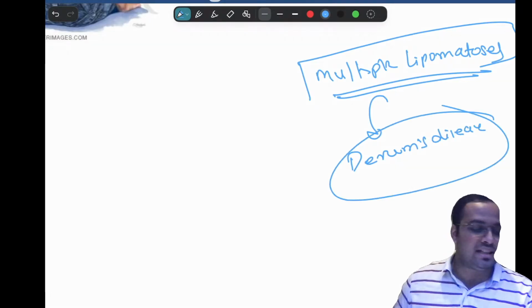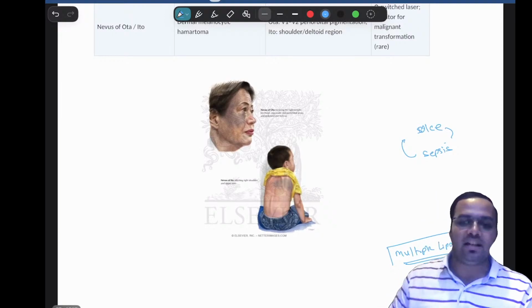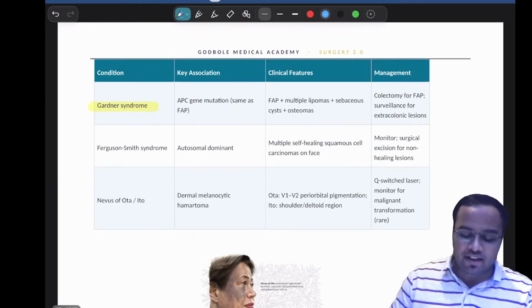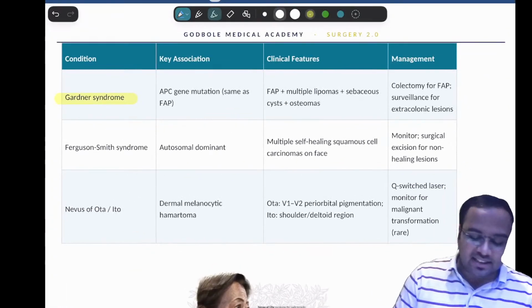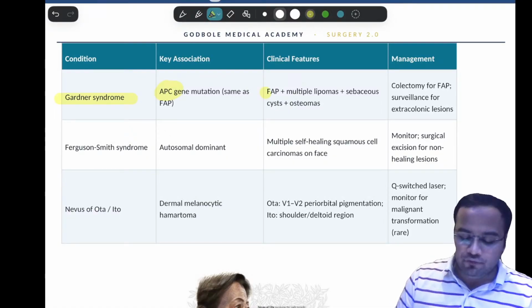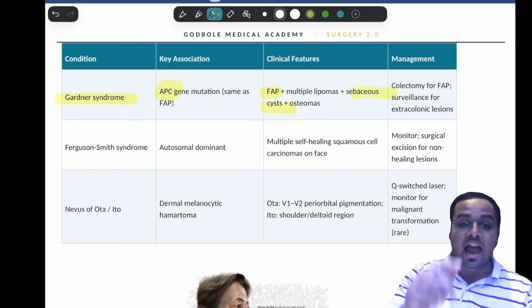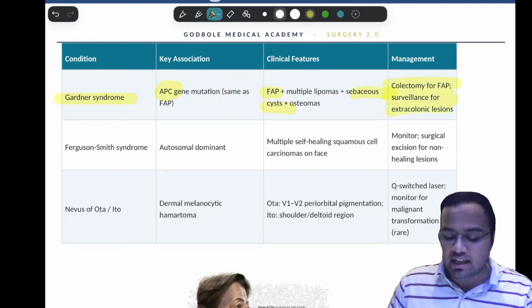So whenever a patient is having multiple lipomatosis, always ask one history to the patient. Is the patient having PR bleed? Because whenever the patient has multiple lipoma, there is an important gene mutated, that is the APC gene mutation, which is associated with familial adenomatous polyposis, or it might also be associated with multiple sebaceous cysts. And these patients require colectomy, total colectomy.